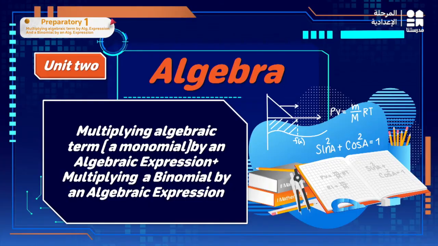Today we are going to talk about multiplying algebraic term by algebraic expression. Then we will talk about multiply binomial by algebraic expression. So let's get started. Multiplying algebraic term by algebraic expression. وهنا ممكن نسمي الالجبريك term, it has only one term, ممكن نسميه monomial. So let's get started. Here the first.